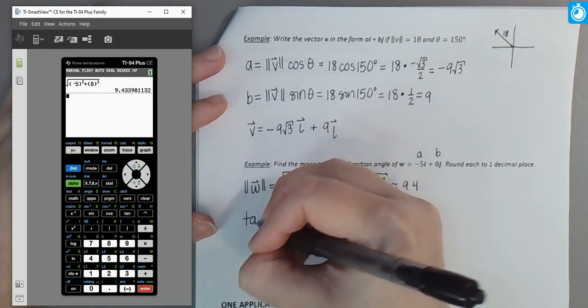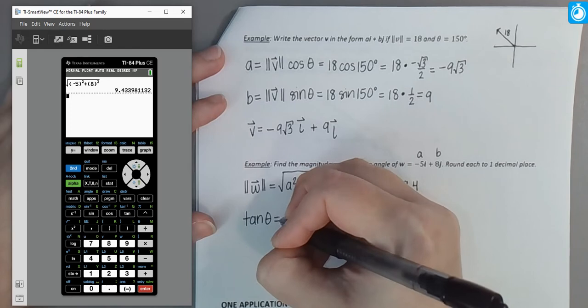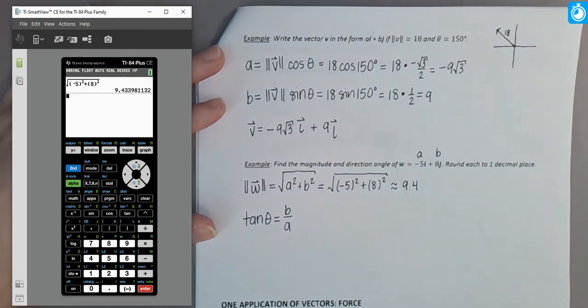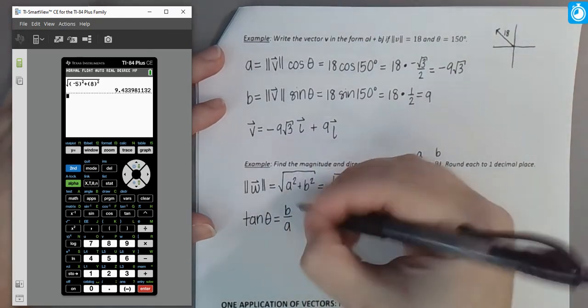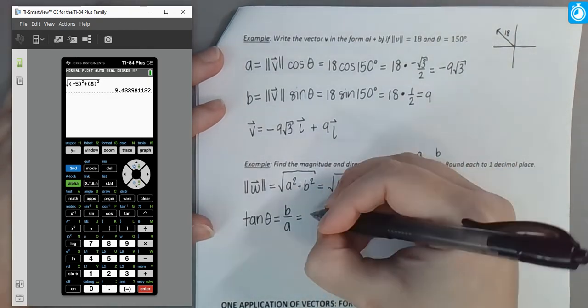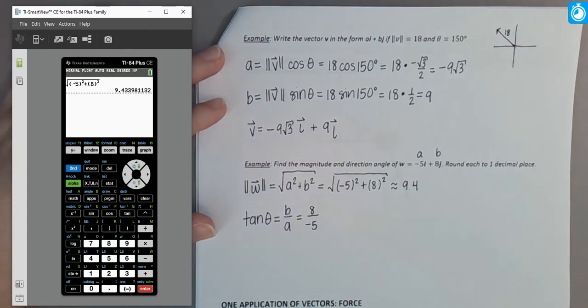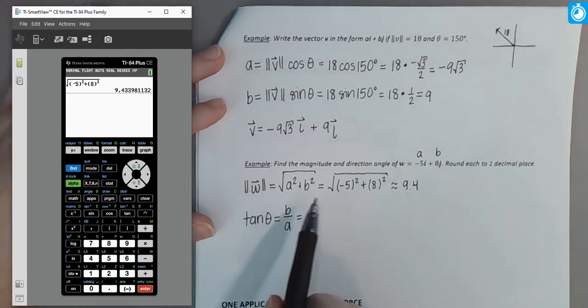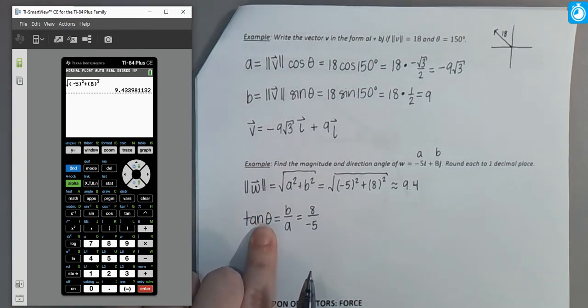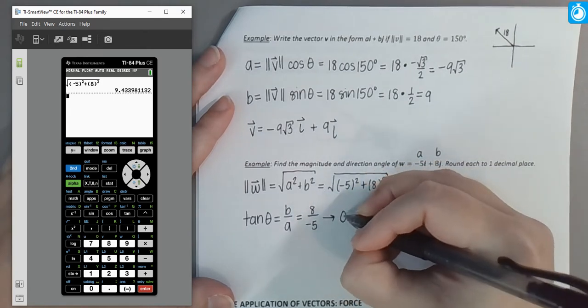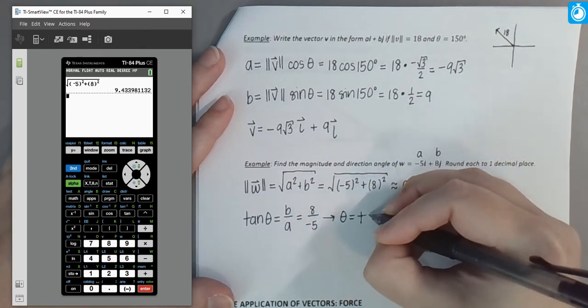So our relationship for the direction, again related to what we saw with polar coordinates, is that the tangent is equal to the vertical component divided by the horizontal component. In this case, B is going to be 8 and A is going to be negative 5. Now, how do we solve this? If this is a value that we can identify immediately from the unit circle, then we can just find the value for theta that way. But in this case, that's not going to help us because we don't see negative 8/5 anywhere on the unit circle. So that means theta can only be determined using our inverse tangent.